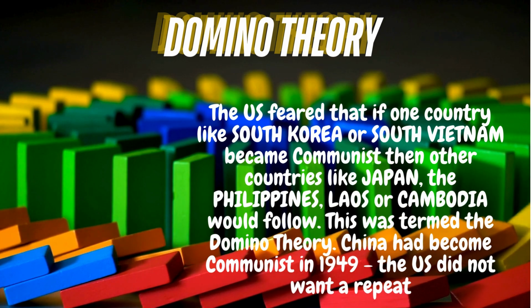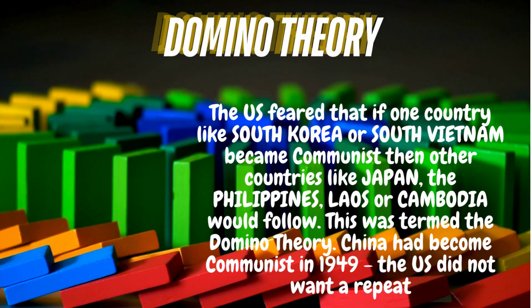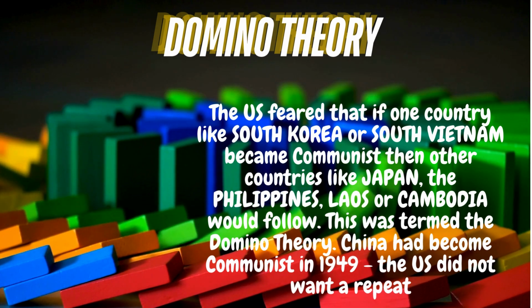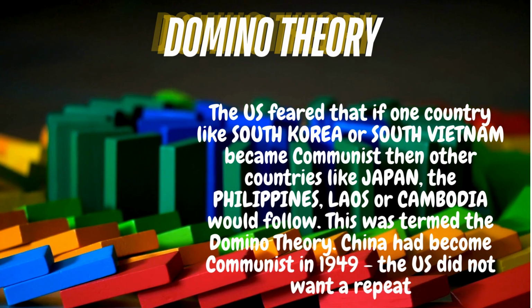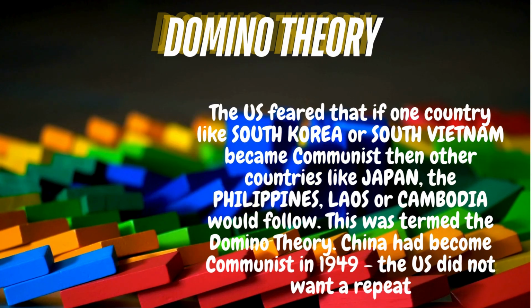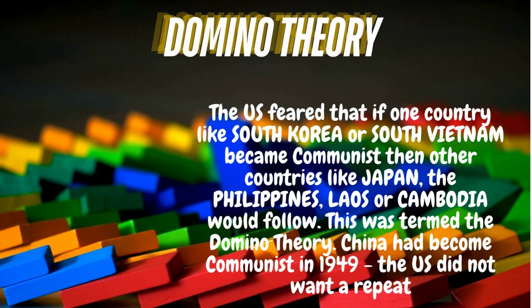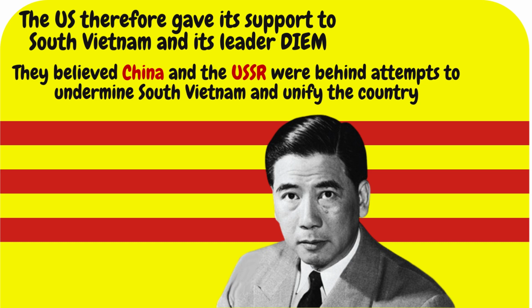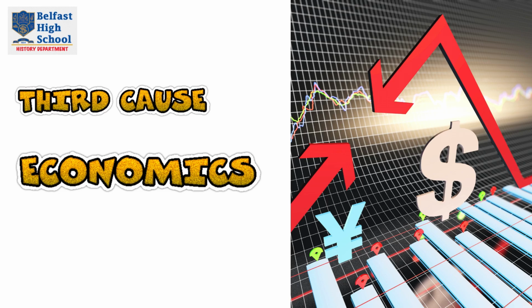So it could be South Korea, it could be South Vietnam, but if one of those falls, it could lead to the likes of Japan, the Philippines, Laos, Cambodia, all the way down throughout Southeast Asia, becoming communist. China had shocked the West in 1949 by becoming a communist power, and the US did not want to repeat. So the US therefore gave its support to South Vietnam and its leader Diem. They believed China and the USSR were behind lots of attempts to try to undermine South Vietnam and unify the country.